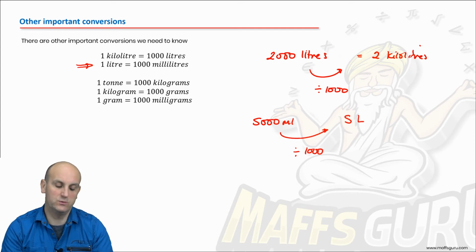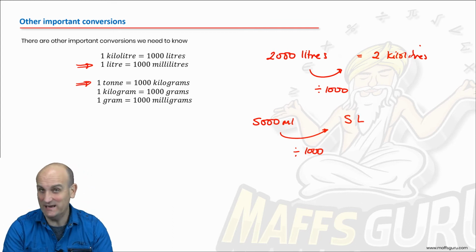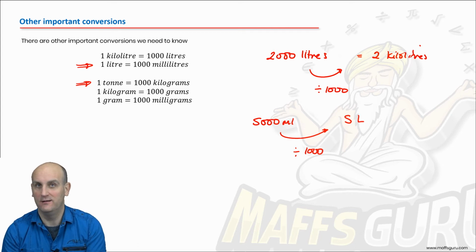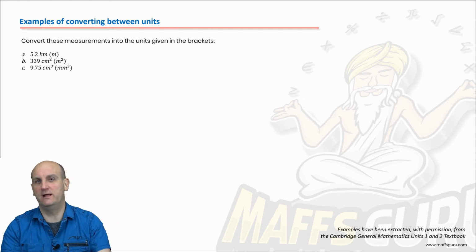1 tonne is 1,000 kilograms. Yes, 1 tonne, T-O-N-N-E. Very different from 1 T-O-N. 1 kilogram is 1,000 grams and 1 gram is 1,000 milligrams. So again, there are ways to convert here that will be helpful to you. So let's do some examples. We've got 2 slides of examples and then this video is done.